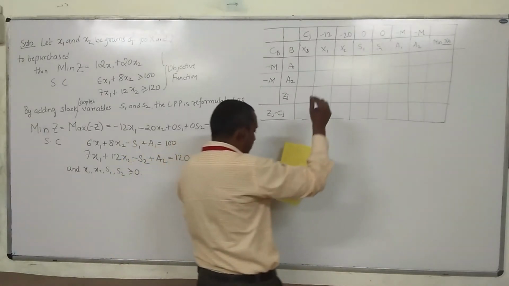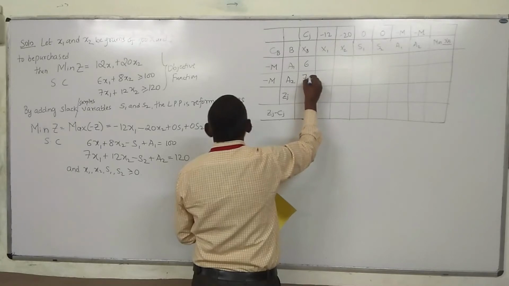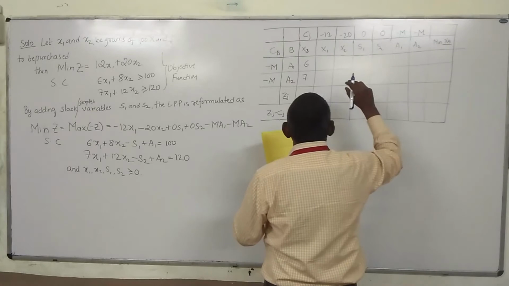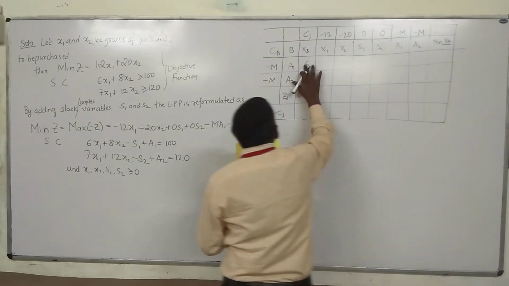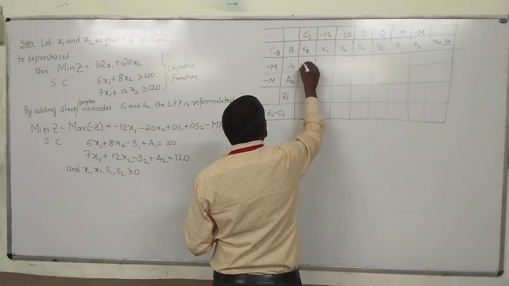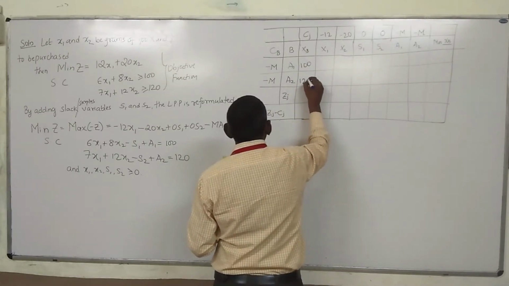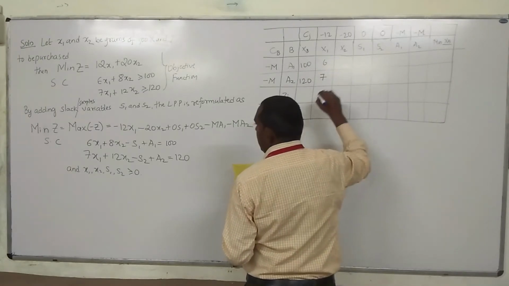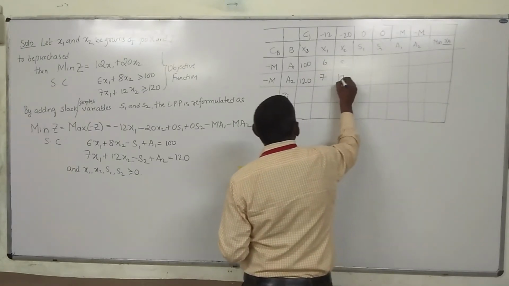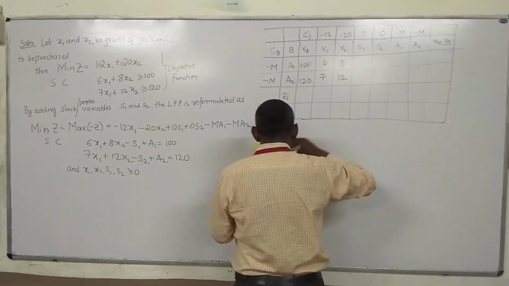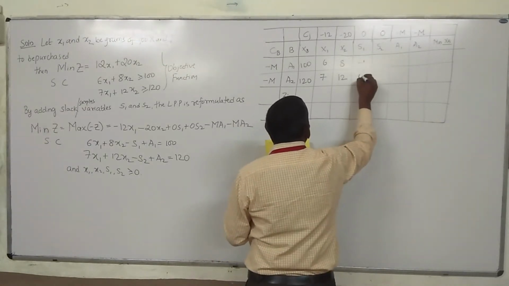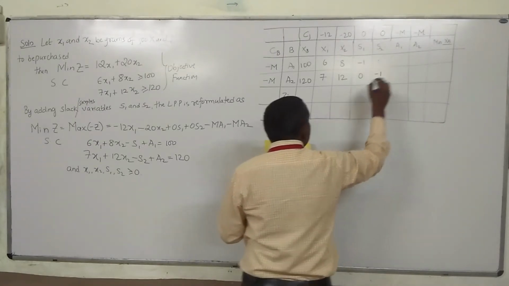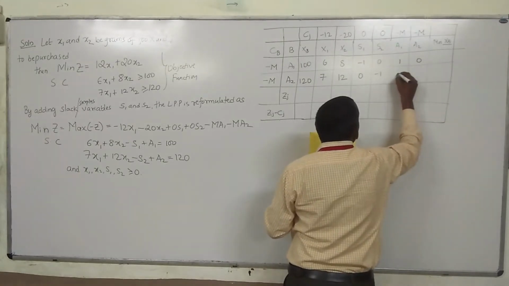Fine. So what is XB? Sorry, not 6 and 7, it is 100 and 120. Fine. X1 is 6, 7, 8, 12. Fine. Minus 1, 0, followed by 0, minus 1, and then 1, 0, 0, 1.